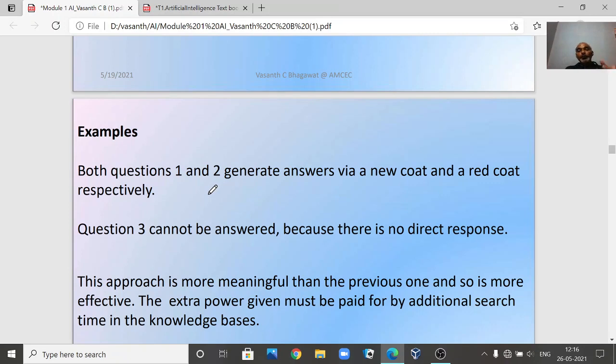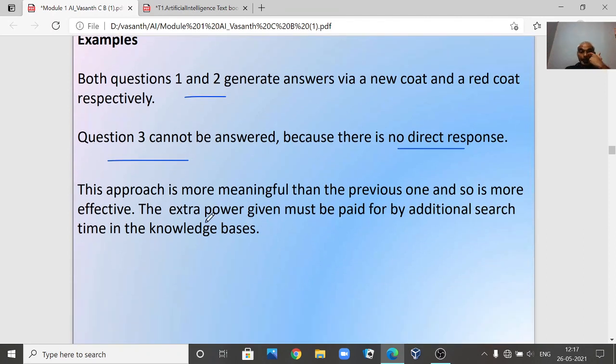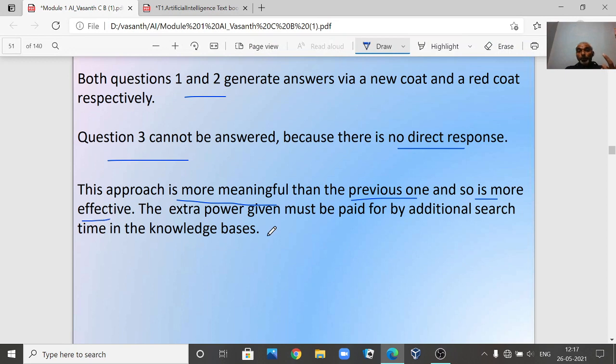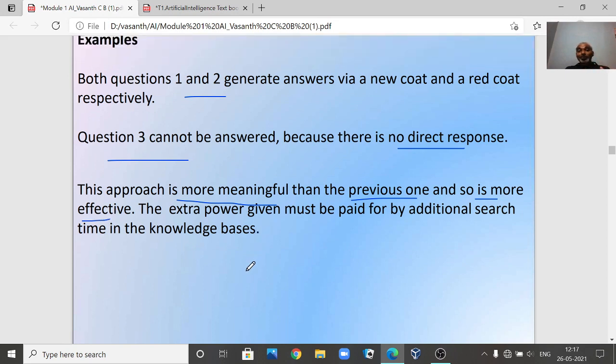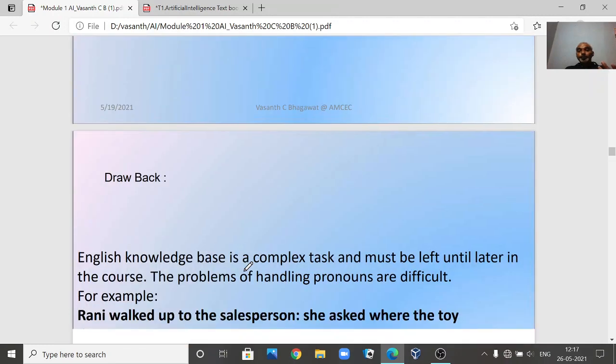Now when you use this method, like the slot and filler structure, by using the events and the things, the objects, who is the agent, the first and second answers you can still generate easily. But to answer the third question, again it is very difficult for us because there is no direct response, even with this approach. The second approach is more meaningful and more effective than the previous one, but we still need extra searching time. We need more time in our database to get the answer.